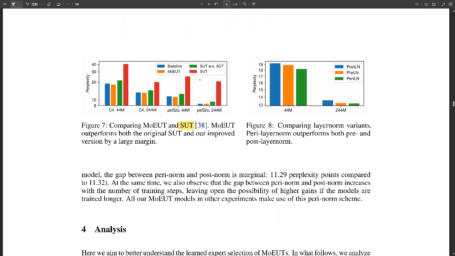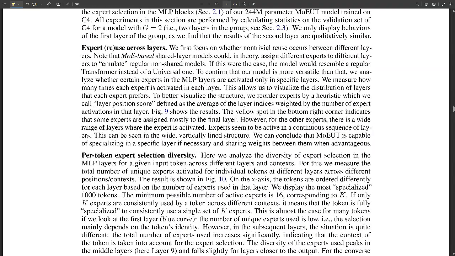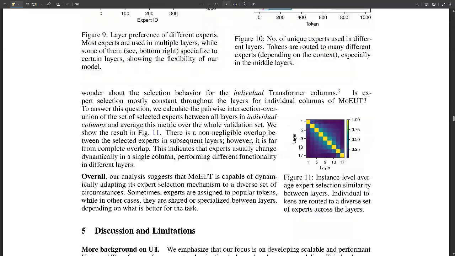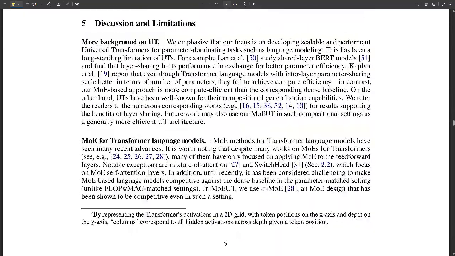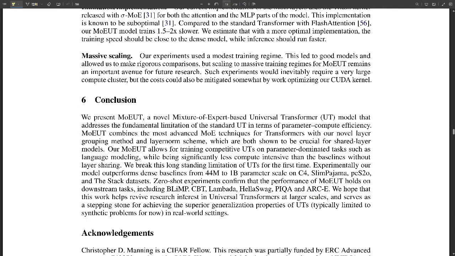You know how we were talking about universal transformers being really good at learning patterns and relationships? Yeah, that recurrence and depth thing. The comparison with SUT really highlights that. Absolutely. This suggests that MoEUT's design is ultimately more effective. So it's not just about being clever. Right? It's about being clever in the right way.